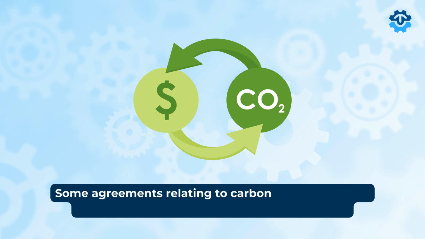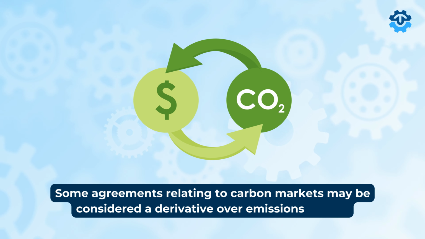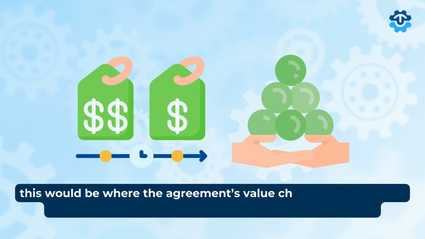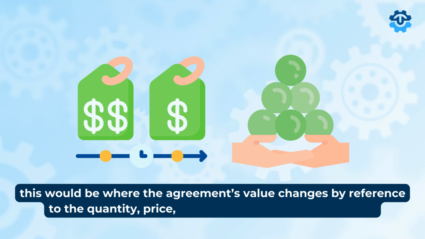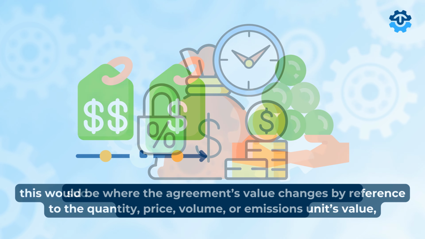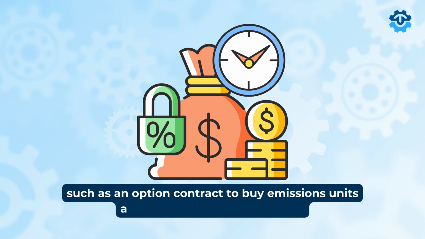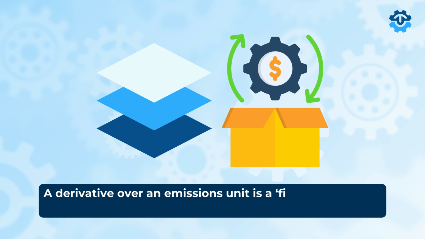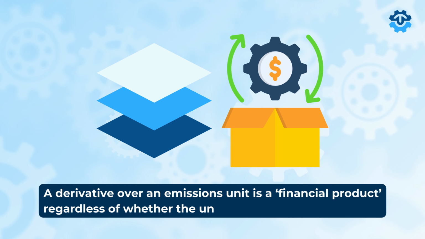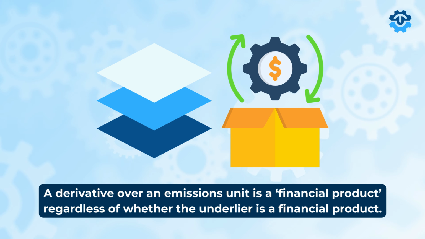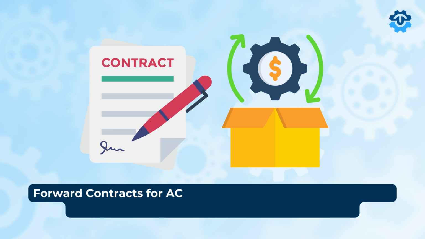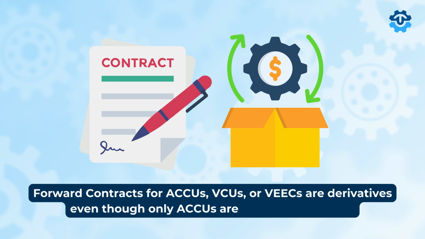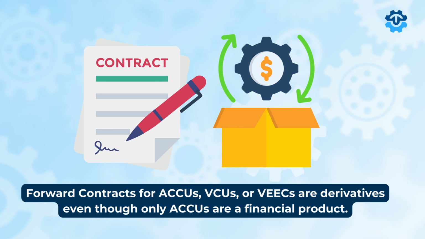Some agreements relating to carbon markets may be considered a derivative over emissions units. This would be where the agreement's value changes by reference to the quantity, price, volume or emissions units value, such as an option contract to buy emissions units at a fixed price at a future date. A derivative over an emissions unit is a financial product, regardless of whether the underlier is a financial product. Forward contracts for ACCUs, VCUs or VEECs are derivatives, even though only ACCUs are a financial product.